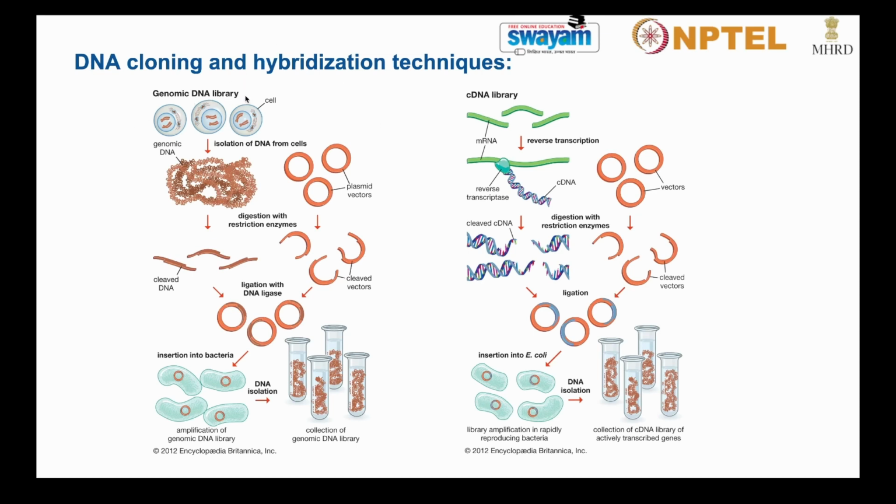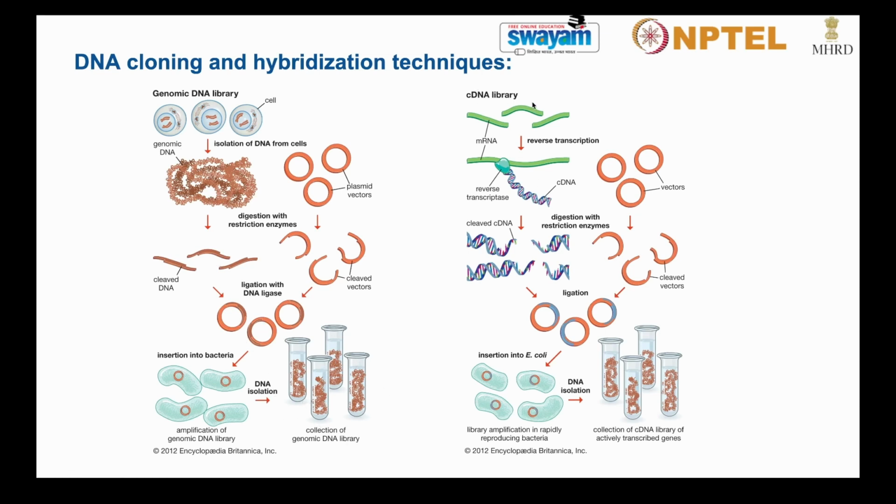When we talk about the genomic DNA library, how is it constructed? We have the genomic DNA and we isolate this DNA from the cells, and then we have the plasmid vectors that are obtained from E. coli. We perform digestion with the restriction enzymes. We ligate both of them with DNA ligases, and we generate a recombinant DNA. We insert it into the bacteria where it could get cloned, replicated and produce multiple copies. Then we isolate this DNA and the collection of the genomic DNA library is obtained. So this particular genome is further obtained in higher number.